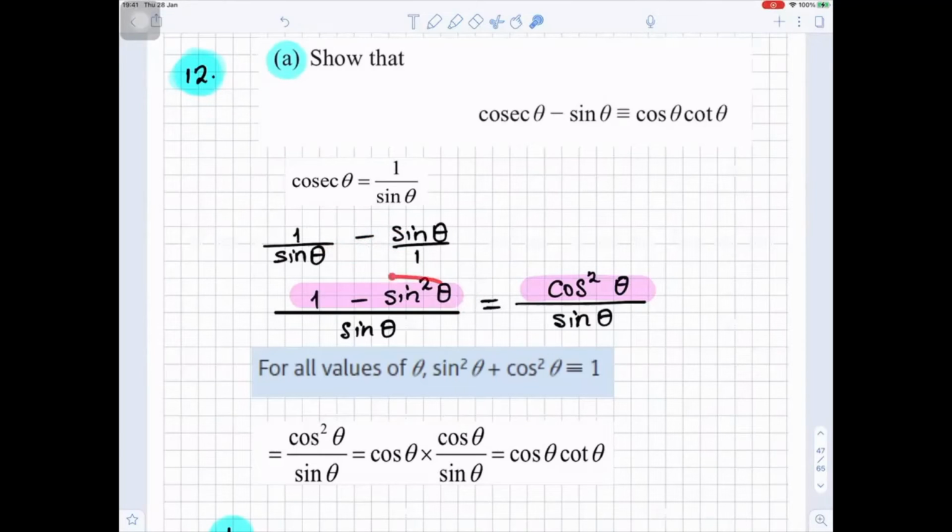But we know 1 minus sine squared theta is cos squared theta. We use this identity: cos squared theta plus sine squared theta is identical to 1. Now we can split it. Cos squared theta over sine squared theta, we can write as cos theta times cos theta over sine theta. So you have the first cos theta, and then cos theta over sine theta is cot theta, which is 1 over tan theta. And that's what you're required to show.